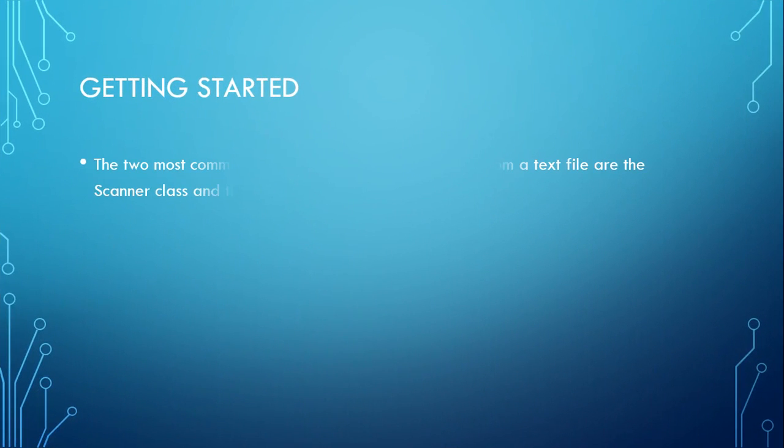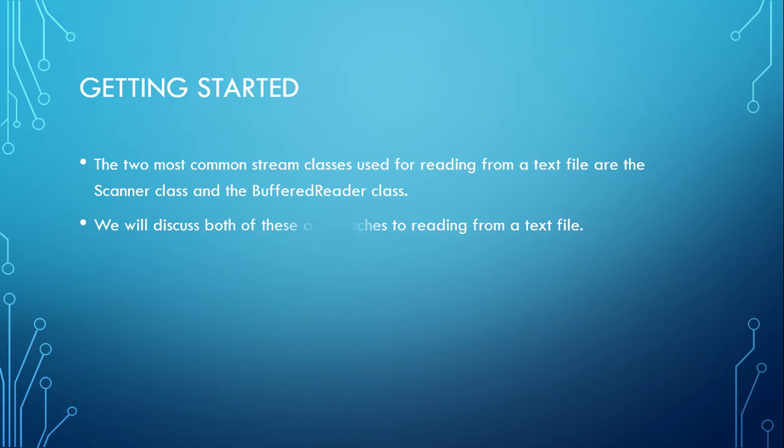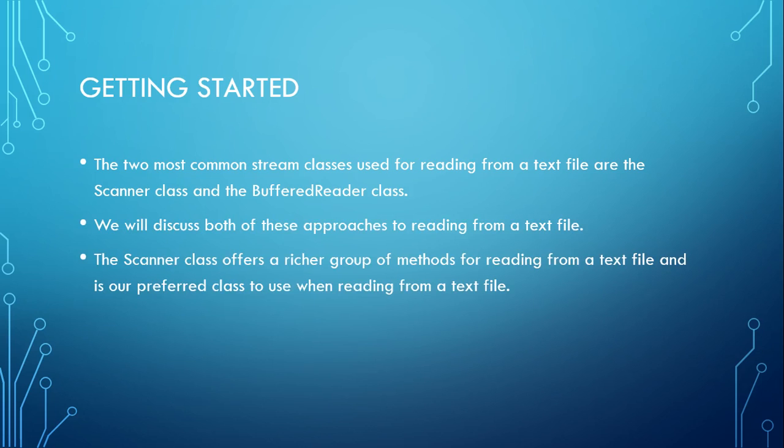So, getting started. The two most common stream classes used for reading a text file are the Scanner class and the BufferedReader class. We'll discuss both of these approaches to reading from a text file. Now, the Scanner class offers a richer group of methods for reading from a text file and is our preferred class to use for reading from a text file.